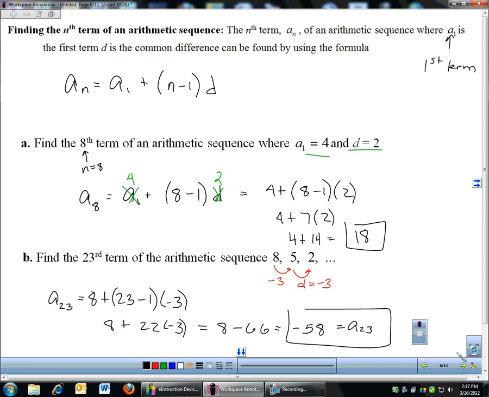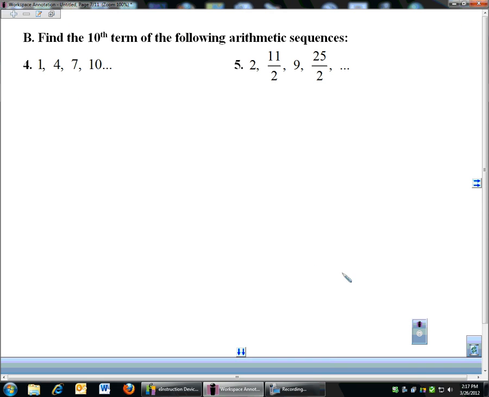So finding the nth term of an arithmetic sequence, we're using that formula, and you do need to know these formulas. Same type of question, find the 10th term, that's asking for a sub 10. For this sequence, my first term, a sub 1, is 1, and for the common difference, you have to figure this out, we're going up by 3 each time, so the difference is 3.